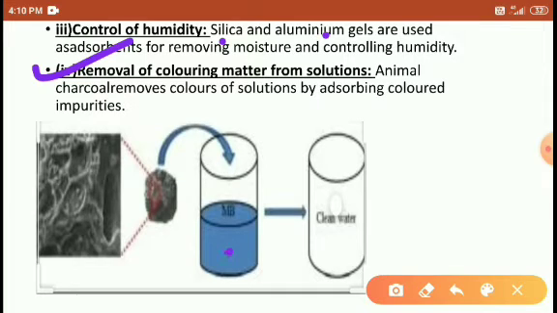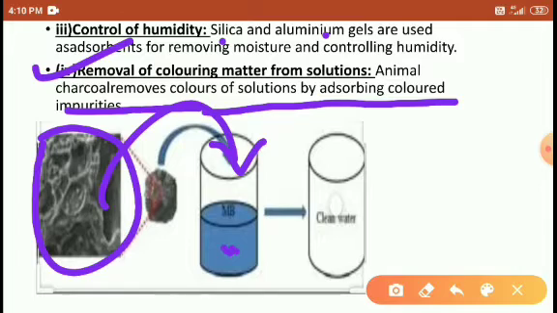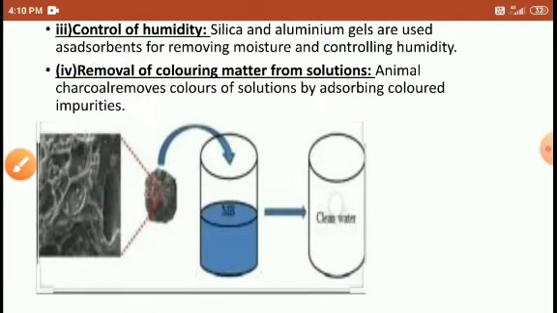Fourth one, removal of coloring matter from a solution. This is a solution. In this solution we are adding animal charcoal, which adsorbs color impurities. When we add the charcoal to this colored solution, the charcoal adsorbs the color particles and it turns colorless. Right students.